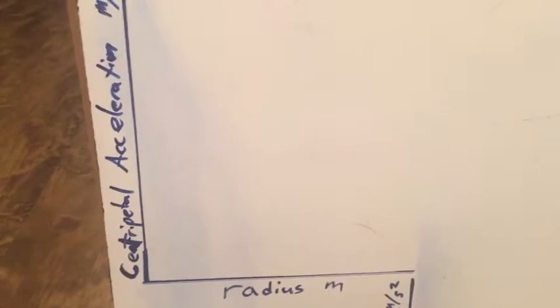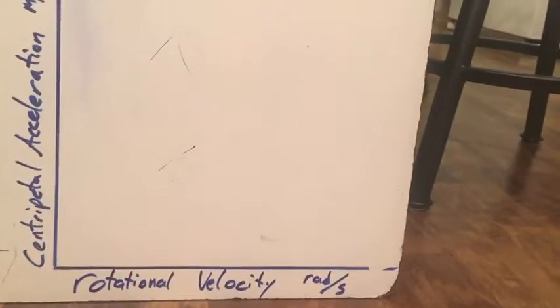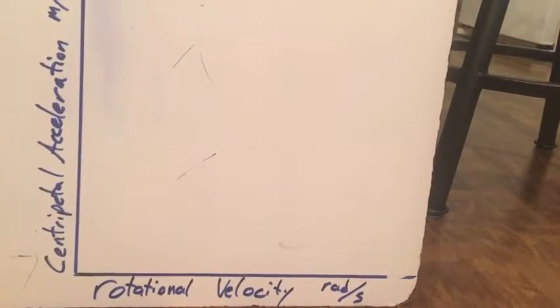Once we have this data, we will need to find the relationship between centripetal acceleration and radius. Find the exact relationship there. In fact, we'll find the fit line for that. And then centripetal acceleration and rotational velocity.